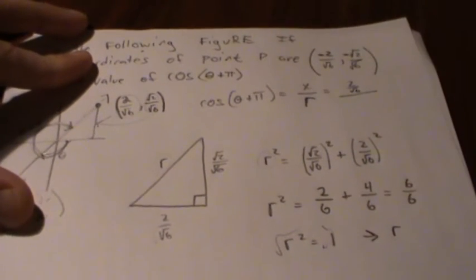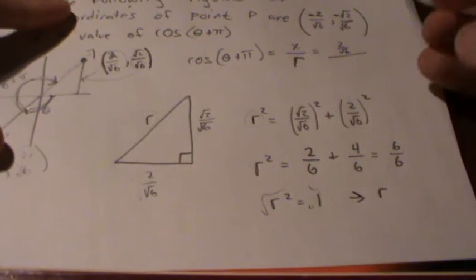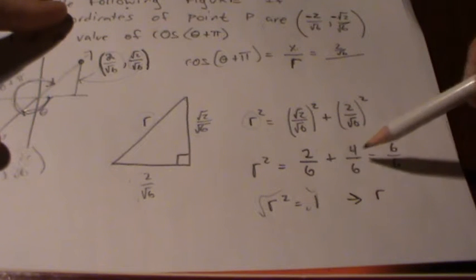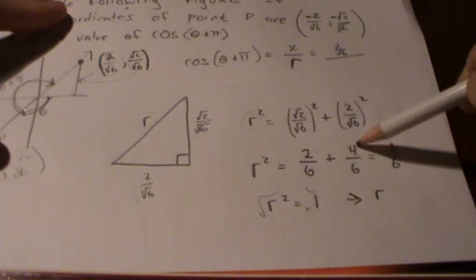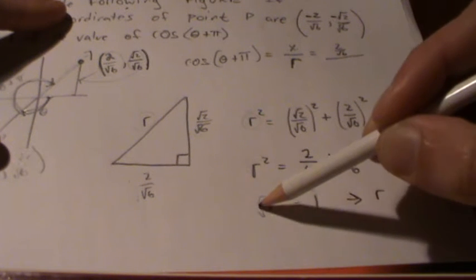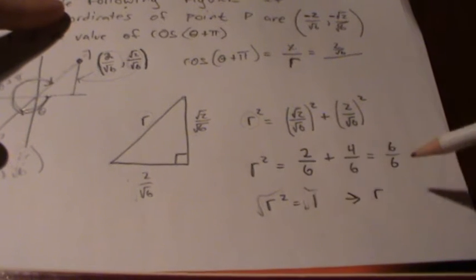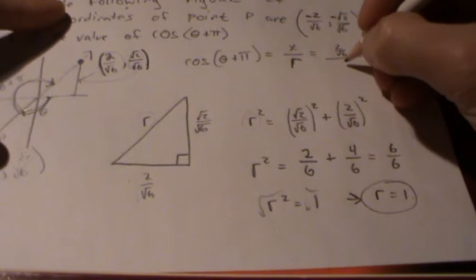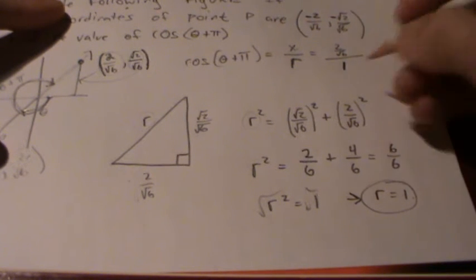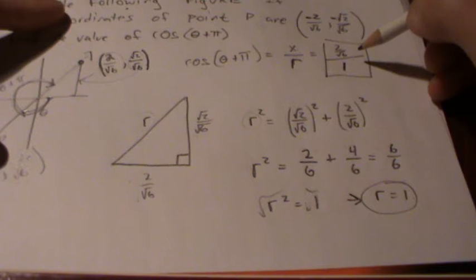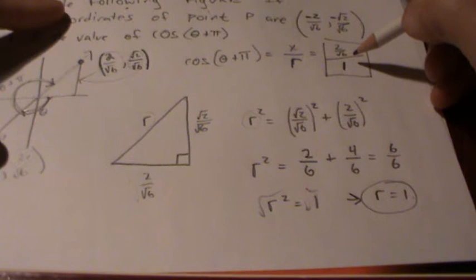Oops, I've kind of lost you here. Sorry. This is what I've been doing. I squared each of these and wrote them here. I think you saw that. Then 2 sixths plus 4 sixths is equal to 6 sixths. 6 sixths is 1. The square root of both of these is, so the radius is 1. And so I'll put a 1 right there. And so this is the value of cosine of theta plus pi.